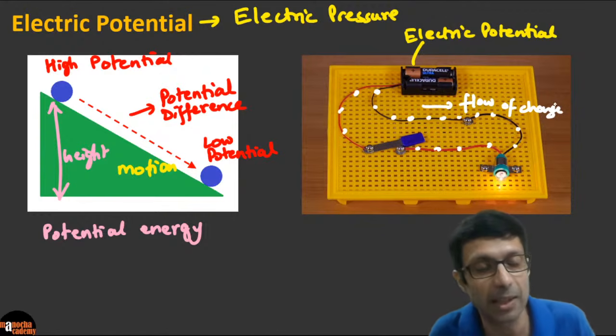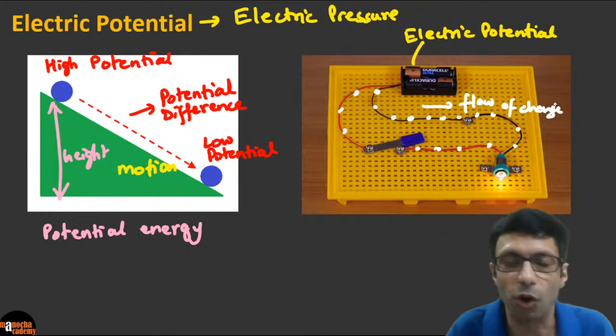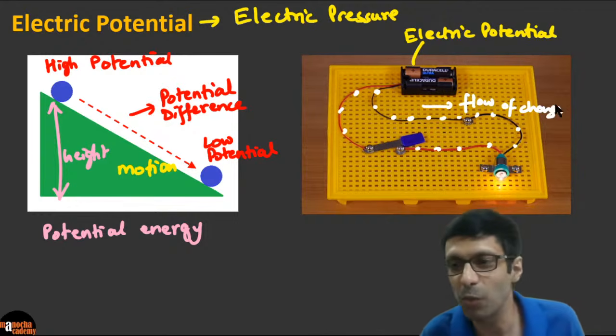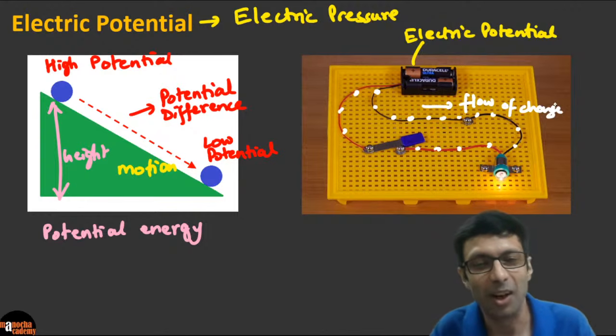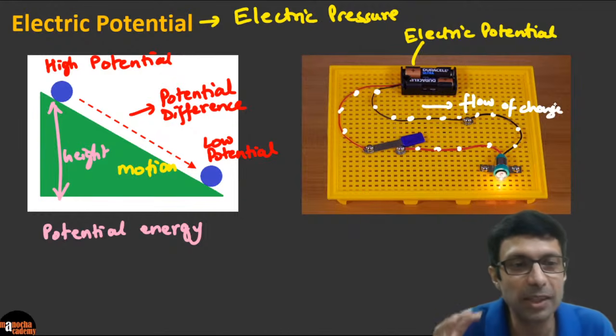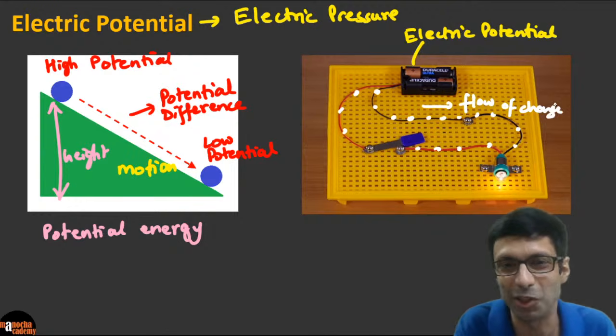So when the cells, the battery run out, the electric potential will become zero, and the bulb will stop glowing. Clear? Very, very important thing for all of you to know. Electric potential is like an electric pressure. Just like when the exams are near, we are under pressure to study. We study with the exam pressure, or if we have a deadline to meet, some homework to do, we study because of that pressure. That pressure drives us to finish off our syllabus.